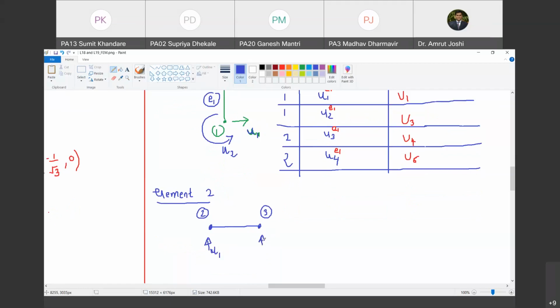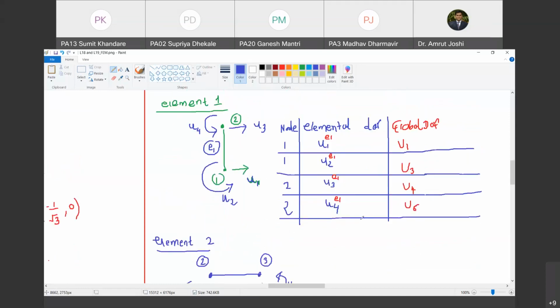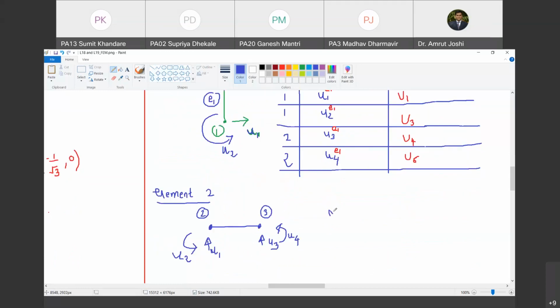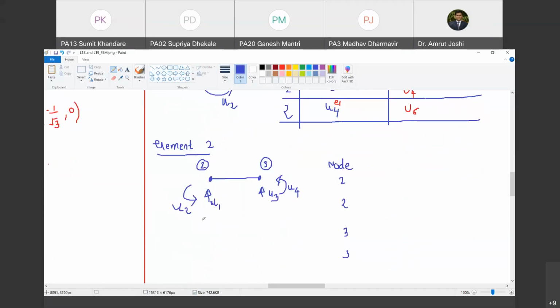Transverse to the element, I am going to mark it. Then rotational degree of freedom, I am going to mark it as U2, then U3 and U4. Are you with me? Yes, sir. These are local degrees of freedom or elemental degrees of freedom for element number 2. Happy? Yes. So similar table is going to prevail here. So node number 2 is the starting node. 3 is the end node. Starting nodes will have 2 degrees of freedom, U1 and U2. End nodes will have 2 degrees of freedom, U3 and U4. Do you agree with me?